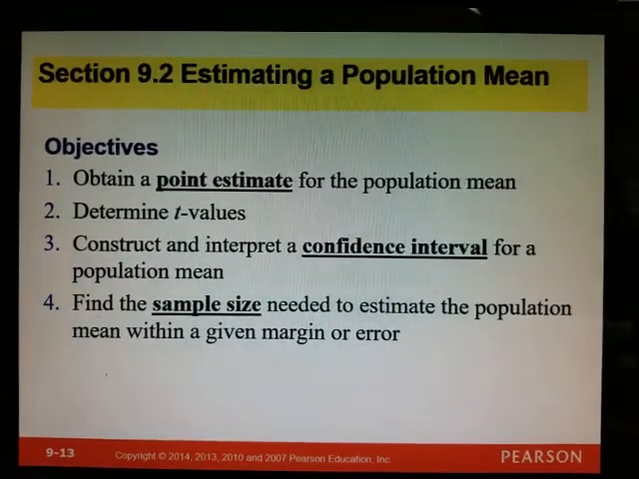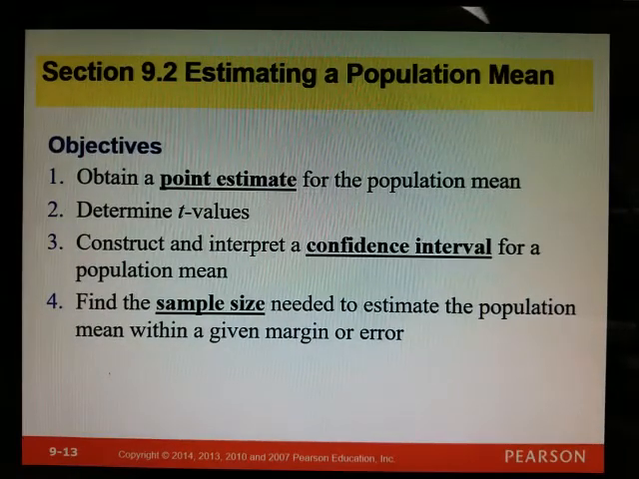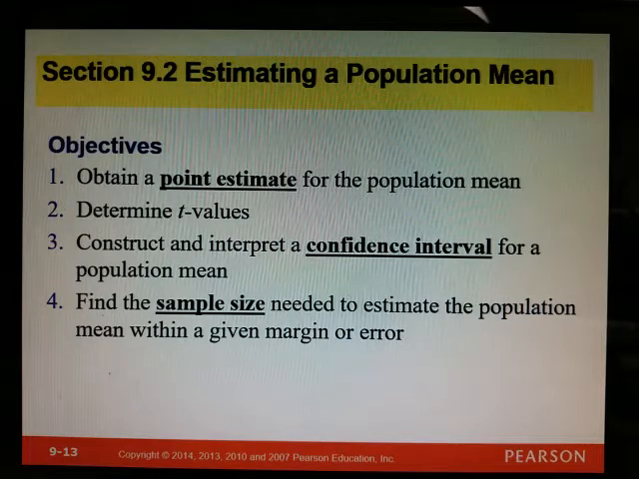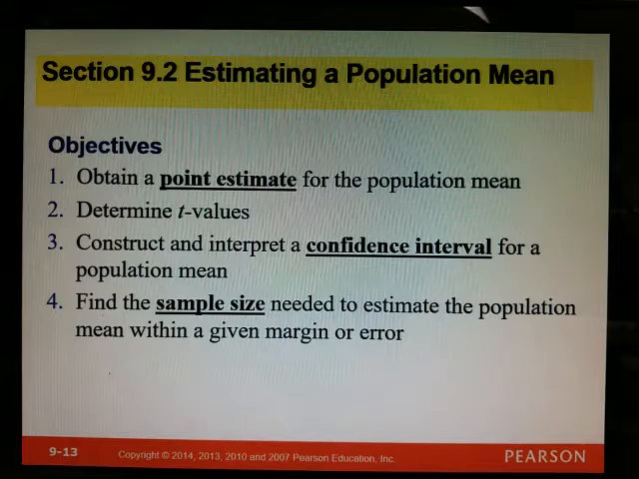All right, in Statistics, Chapter 9, Lesson 2, estimating a population mean today. We had just finished up estimating the population proportion. Now we're going to do the same thing, but for a mean. The point estimate would be the mean of the sample that you just took. That's the middle of our confidence interval.